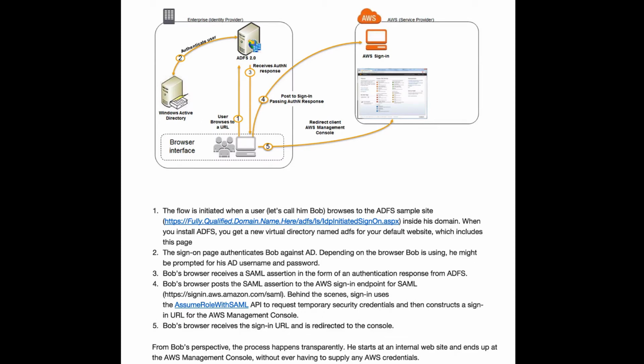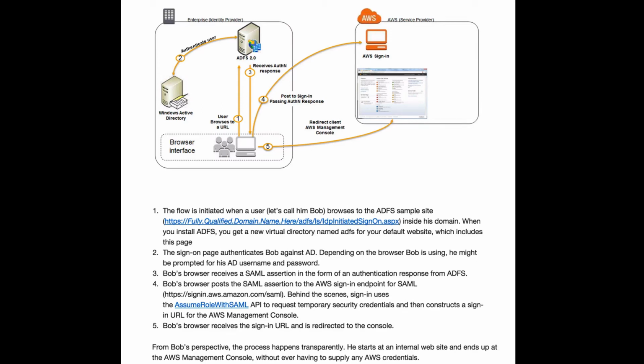It's also known as single sign-on, or SSO, if you've ever used that term before. So you type your SSO credentials in there and you sign into your Active Directory environment. When you do that, you receive a SAML assertion. SAML stands for Security Assertion Markup Language, and a SAML assertion is in the form of an authentication response from the ADFS. So you're basically going to get a little cookie that you store inside your browser that says you've signed on, and then your browser posts the SAML assertion to the AWS sign-on endpoint for SAML.